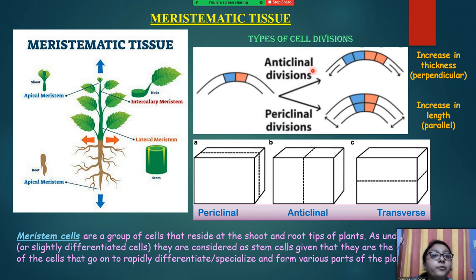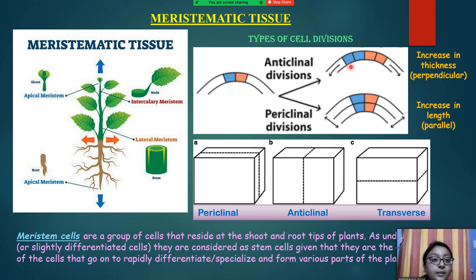There are anticlinal divisions, periclinal divisions, and transverse divisions. So transverse is when the plane of division is like this. There is a horizontal plane of division. And in case of periclinal and anticlinal, both are vertical plane of division. But the difference is that in case of anticlinal division, there is increase in the thickness, and it is perpendicular. The growth is perpendicular to the plane of division. And in case of periclinal, the increase in length and the growth is parallel to the plane of division.